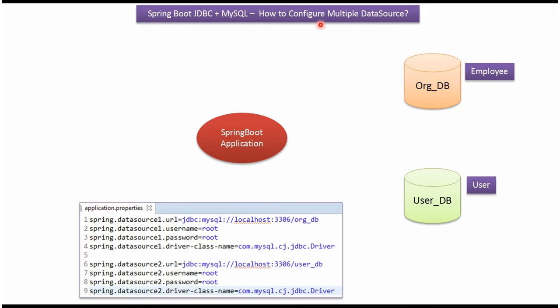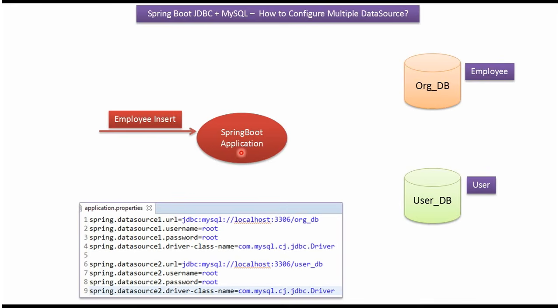In this video tutorial I will explain how to configure multiple data sources using Spring Boot JDBC. Here you can see ArcDB, which has an employee table. Here you can see user DB, which has a user table, and here you can see the Spring Boot application.